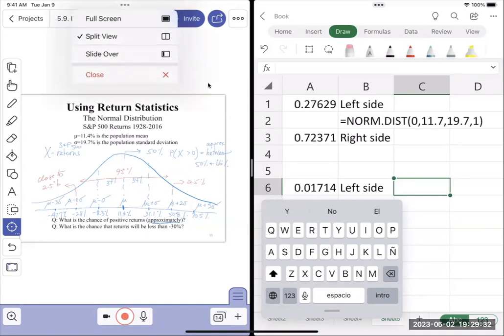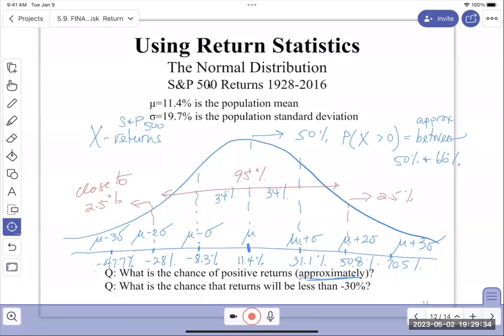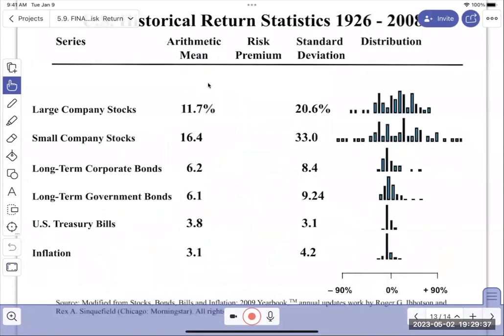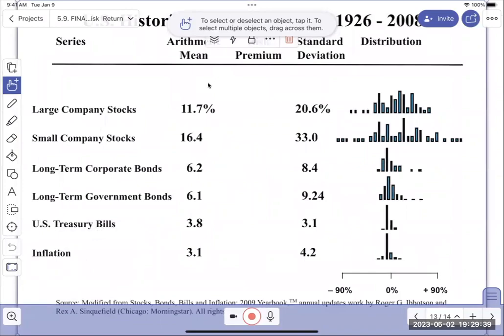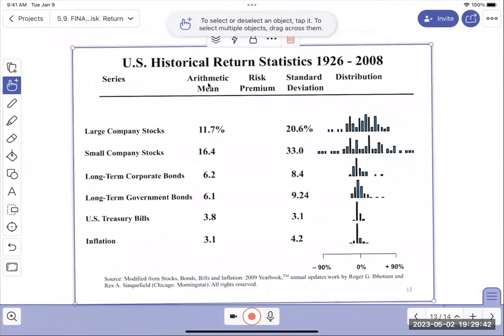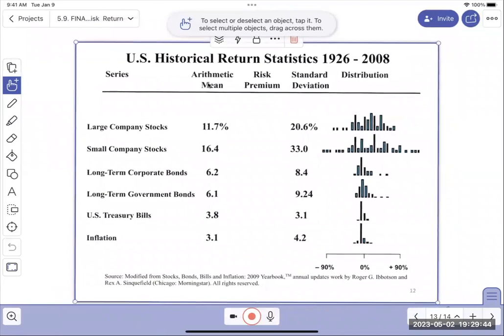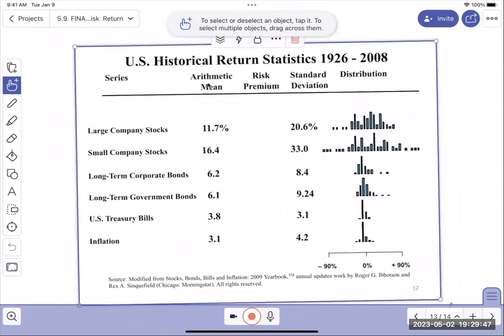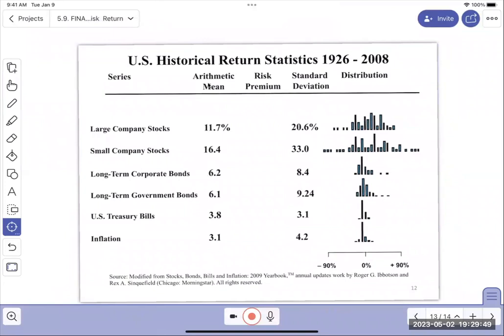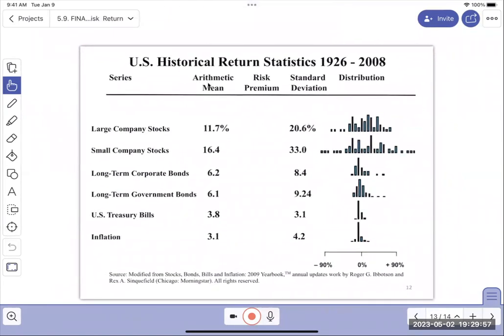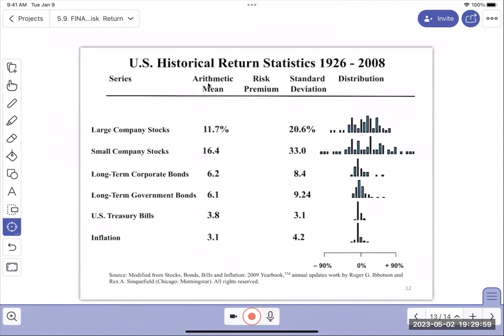So this is, in fact, the results of looking at the data from 1926 to 2008, just before the market crash in 2007, or actually it includes it. And that one year doesn't change the pattern dramatically. So average returns to large company stock have this normal distribution.